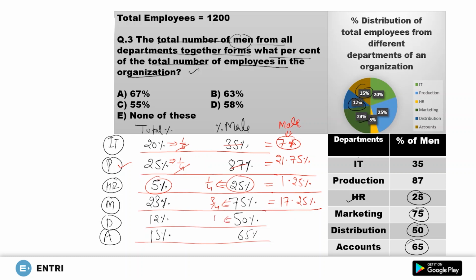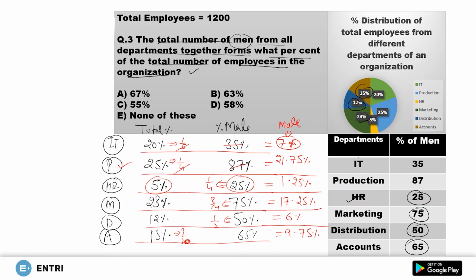50%. What is 50%? 50% is half. Half of 12 you get 6%. And the last one, this one is 3 by 20 actually. So what is 3 by 20? 65 into 3, you will get 195. So what will be half of 195? You will get 97.5. And when you divide by 10, you will get 9.75.